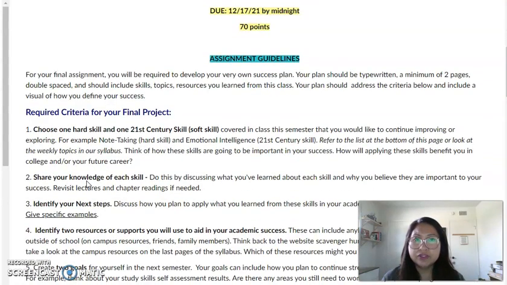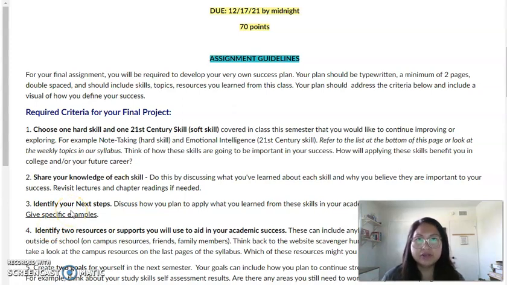Okay, so let's move on to the guidelines. So again, you are going to be creating a success plan. And this plan consists of 2 parts that I'll go over in a minute. It is going to have a typewritten part, which will be a minimum of 2 pages, double-spaced, and should include the criteria that I'm going to go over in a minute.